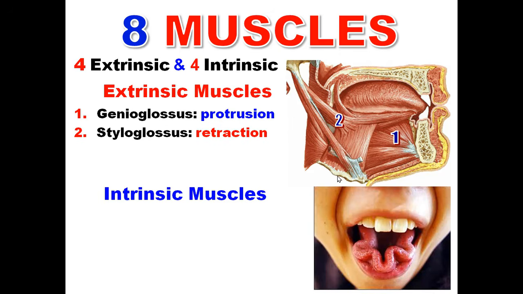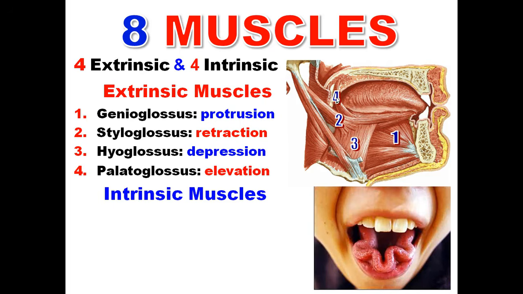Then this muscle coming from the hyoid bone is the hyoglossus, for depression of the tongue. And this one coming from the palate, the palatoglossus, is for elevation of the tongue. So 4 muscles: genioglossus, styloglossus, hyoglossus, and palatoglossus.